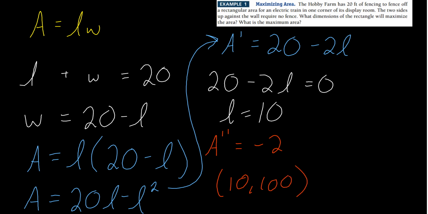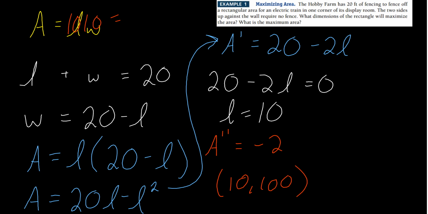Right, and this also tells us how much fencing we're going to need. This tells us that we need to use 10 feet of fencing on one side and 10 feet of fencing on the other, because that would maximize our area.